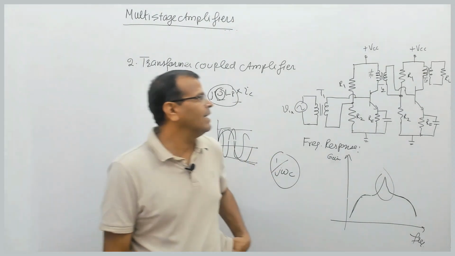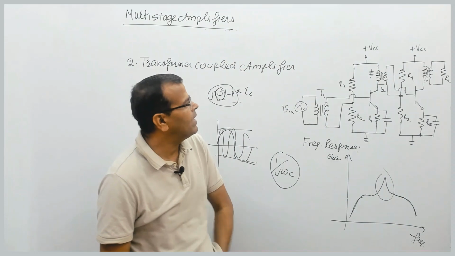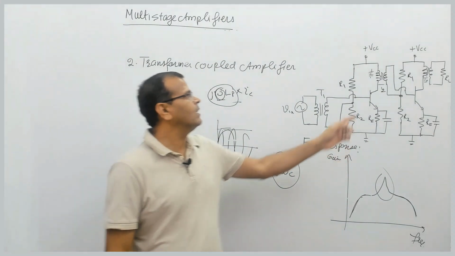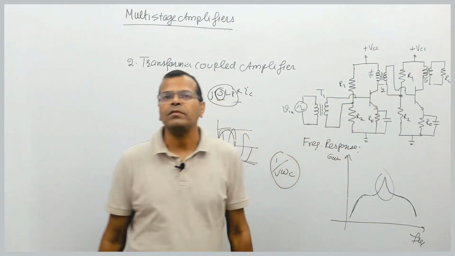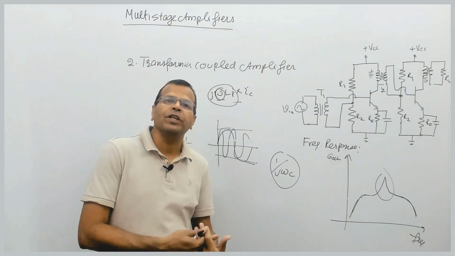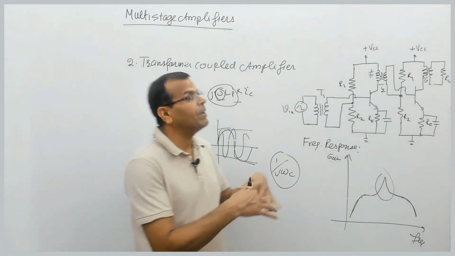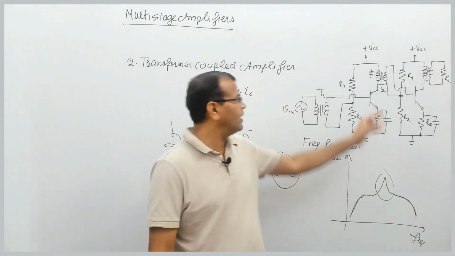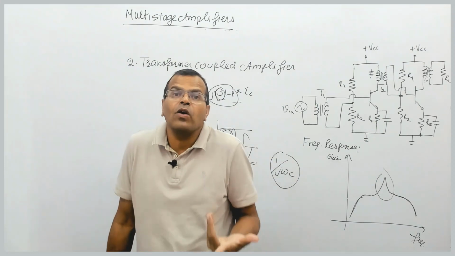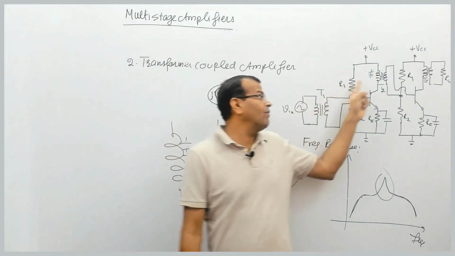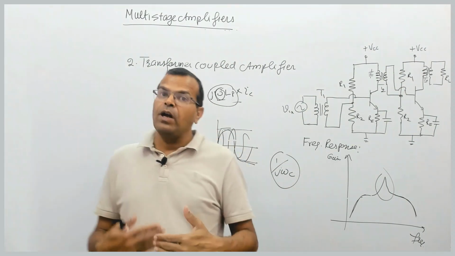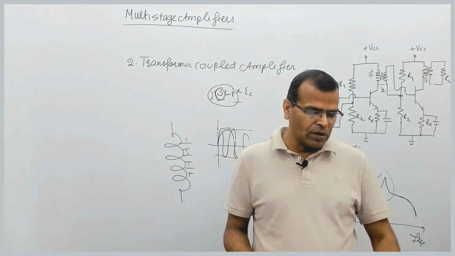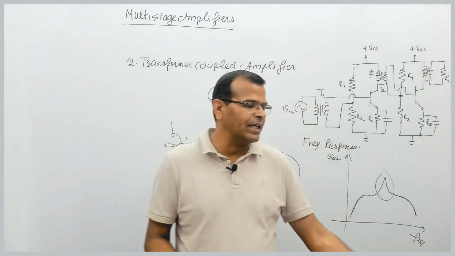If you talk about its advantages and disadvantages, the main advantage of this amplifier is impedance matching between input and output. It is suitable at radio frequencies, and there is no collector resistance. If there is no resistance connected in the collector, there are no losses. So losses in this amplifier are very low, and if losses are low, its efficiency is high. So it has high efficiency, low losses, and excellent impedance matching.